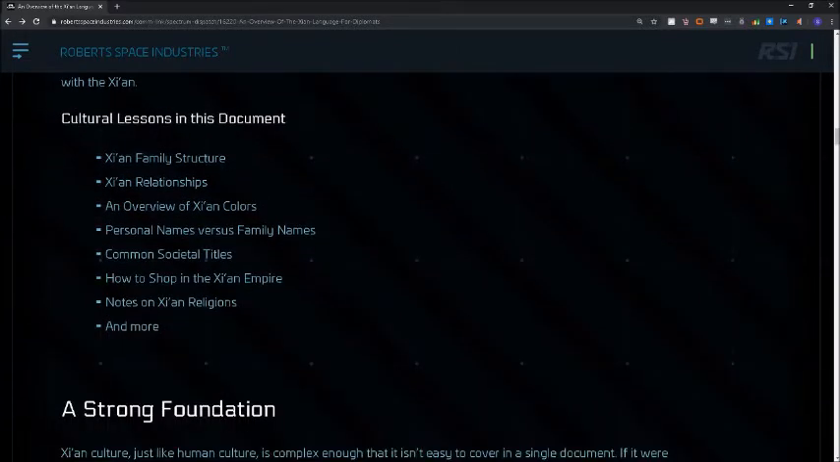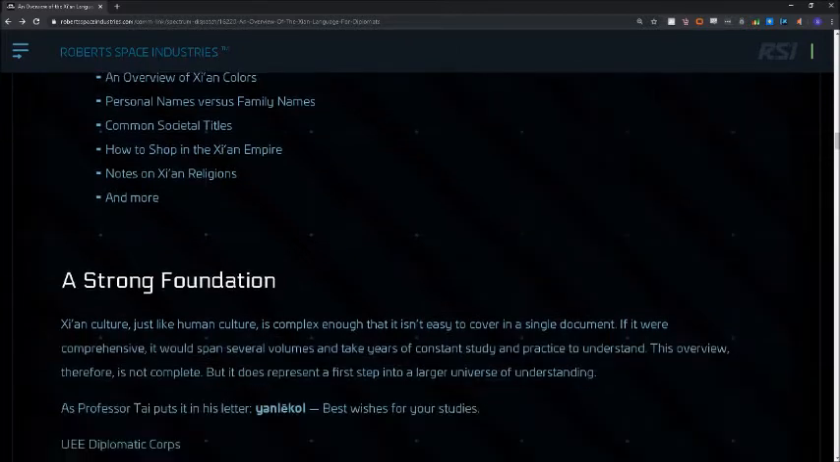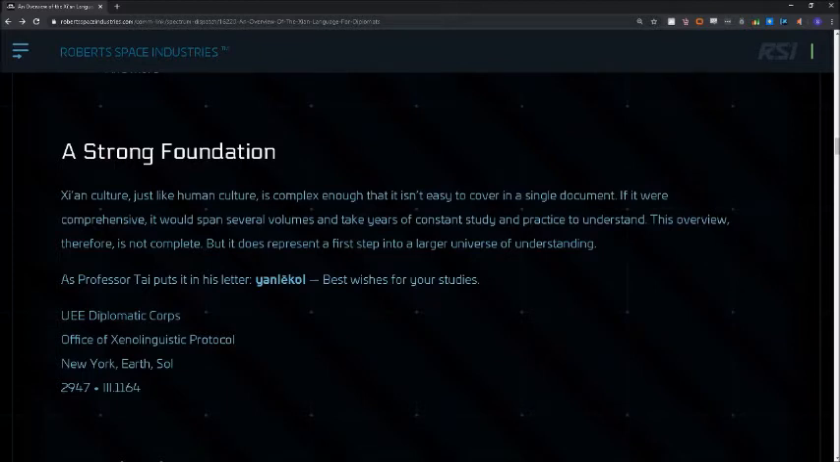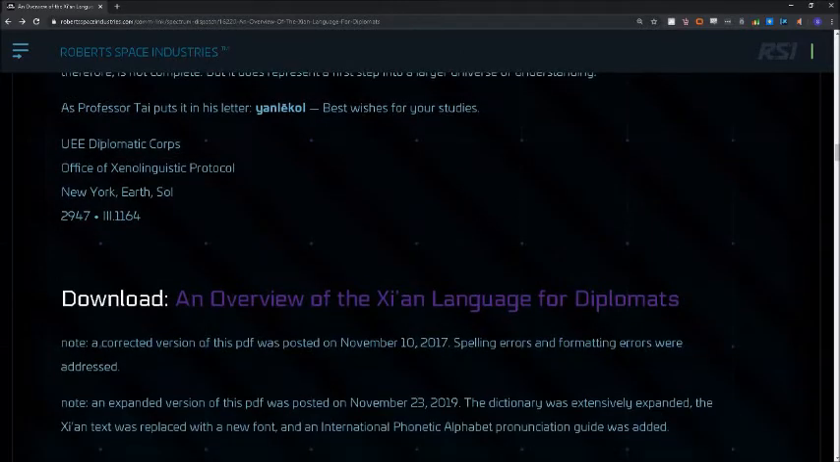Xi'an. Cultural lessons in this document: Xi'an family structure, Xi'an relationships, an overview of Xi'an colors, personal names versus family names, common societal titles, how to shop in the Xi'an Empire, notes on Xi'an religions, and more. A strong foundation. Xi'an culture, just like human culture, is complex enough that it isn't easy to cover in a single document. If it were comprehensive, it would span several volumes and take years of constant study and practice to understand. This overview, therefore, is not complete, but it does represent a first step into a larger universe of understanding. As Professor Tai puts it in his letter, Yan Lekel, best wishes for your studies.